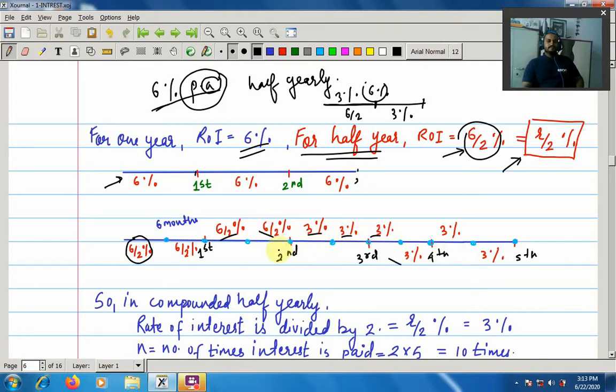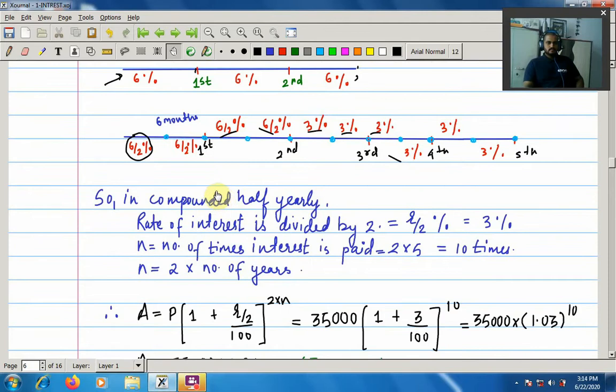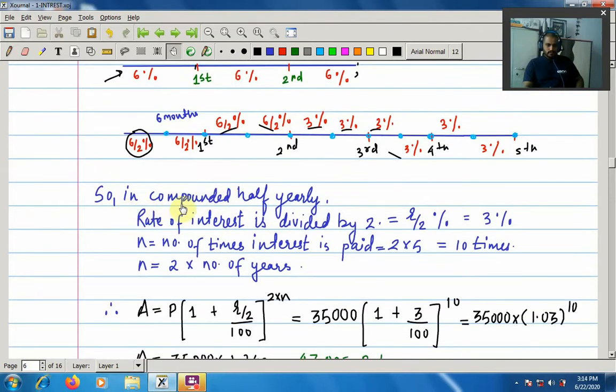So how many times am I going to get interest? Let's read this. In compounded half yearly, rate of interest is divided by 2. What is n? In this case, n is not equal to 5. It is the number of times interest is paid. So you can count. I'm receiving interest here 1, 2, 3, 4, 5, 6, 7, 8, 9, and 10.